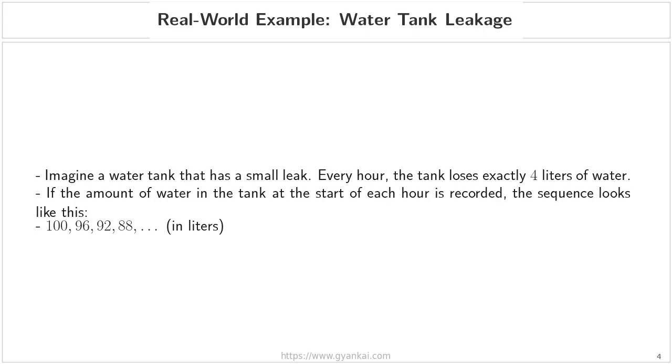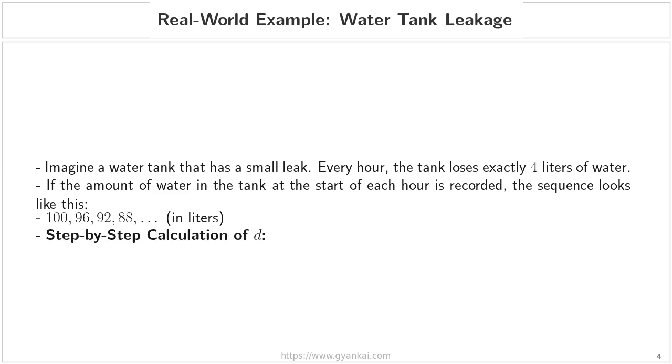If we were to record the amount of water remaining in the tank at the start of each hour, we would generate a sequence of numbers. Looking at the screen, you can see the sequence starts at 100 liters, then drops to 96, then 92, and then 88, and so on. Let's use the step-by-step method we just discussed to calculate the common difference for this specific sequence.